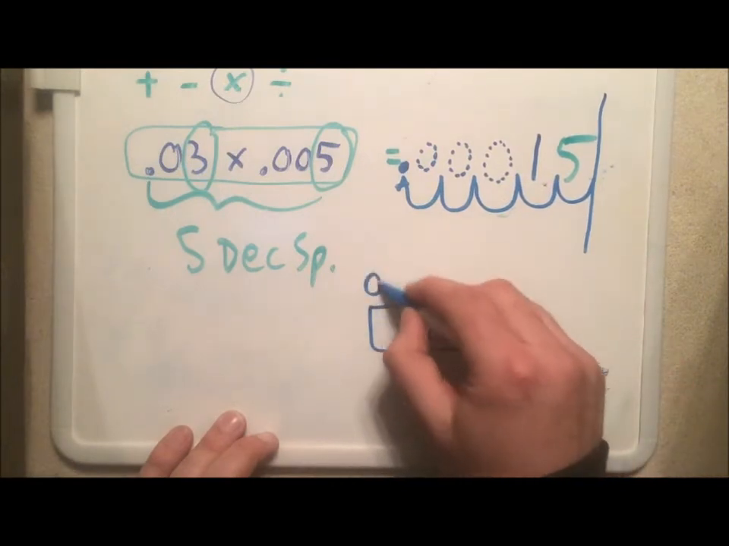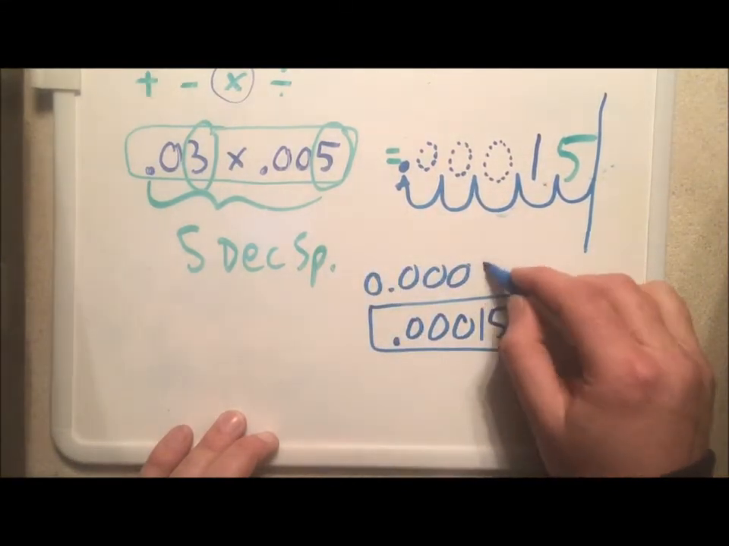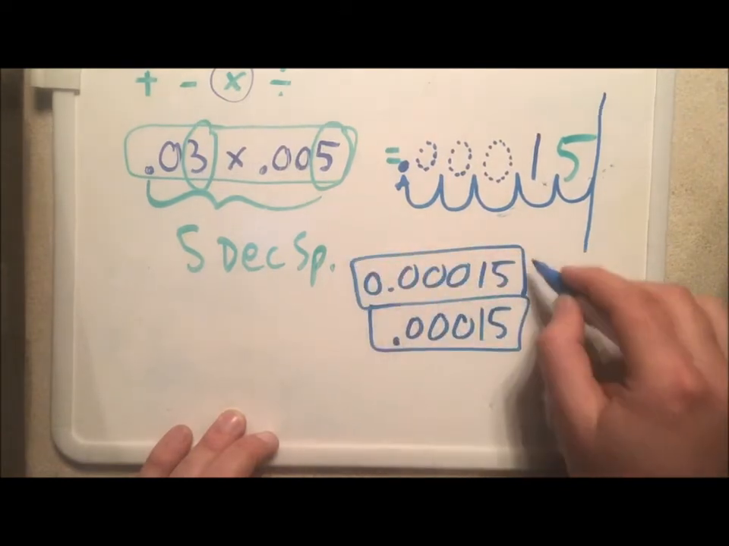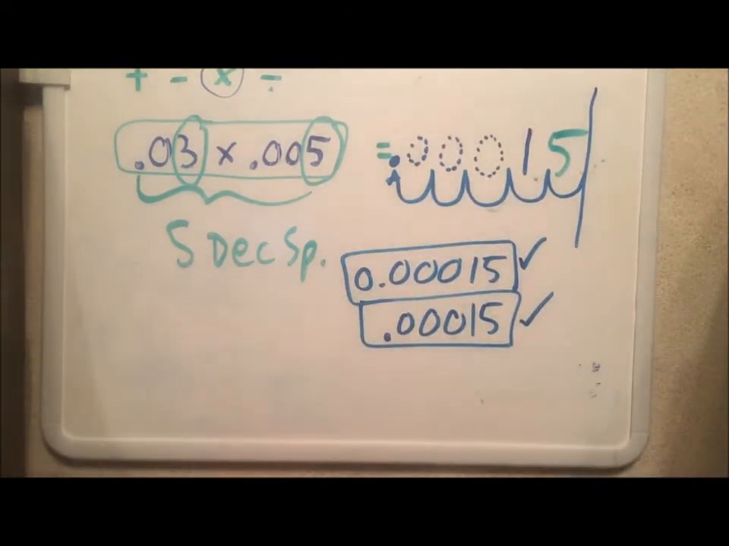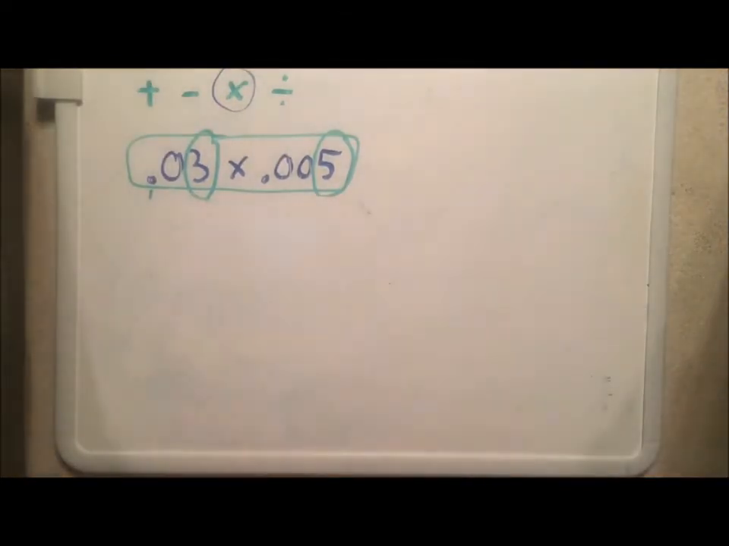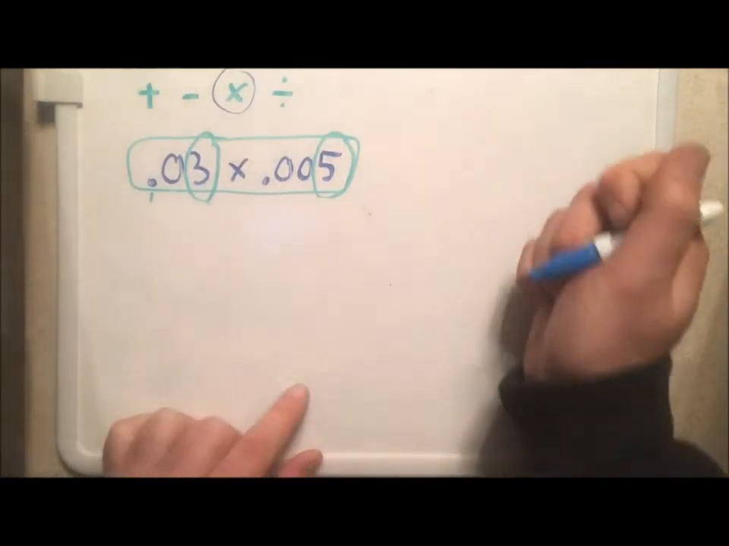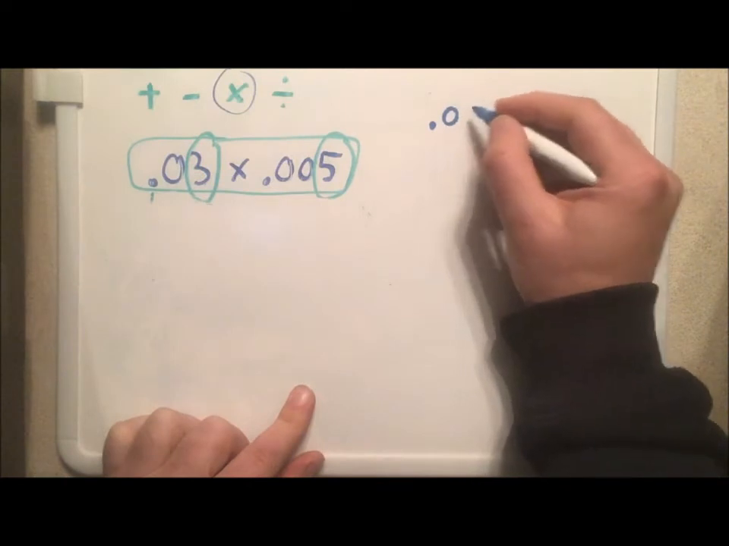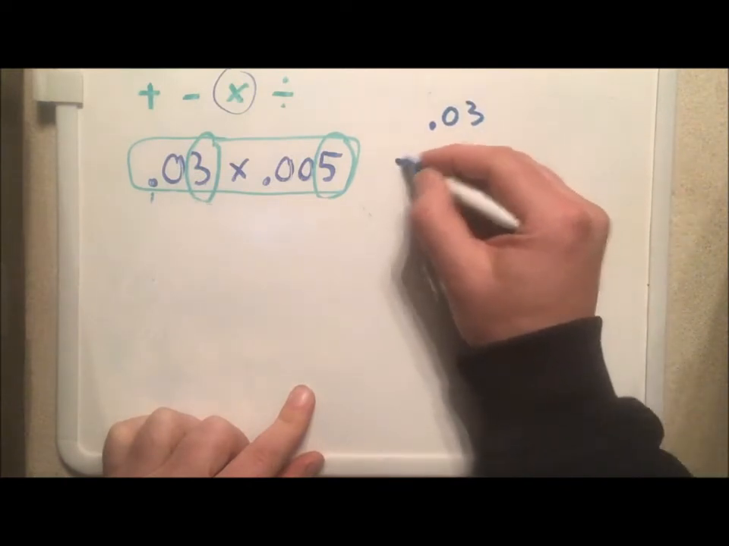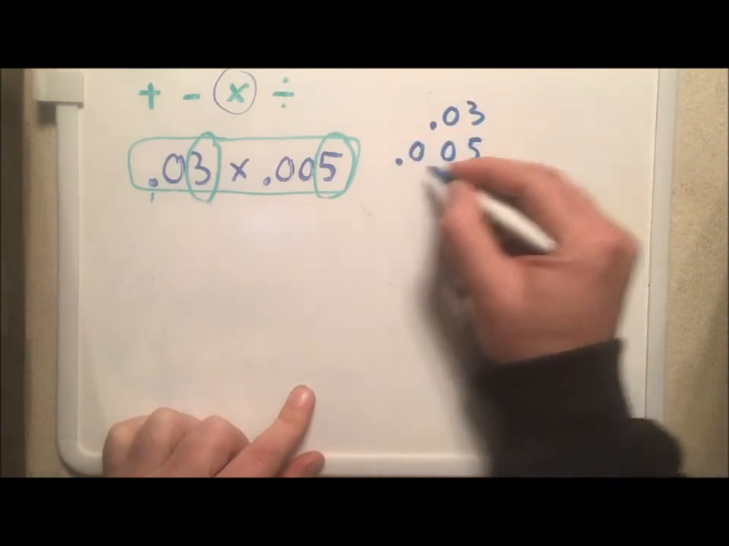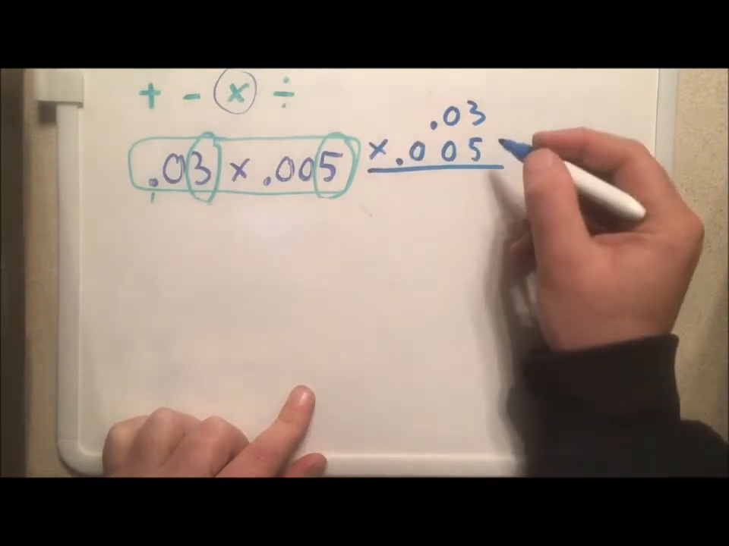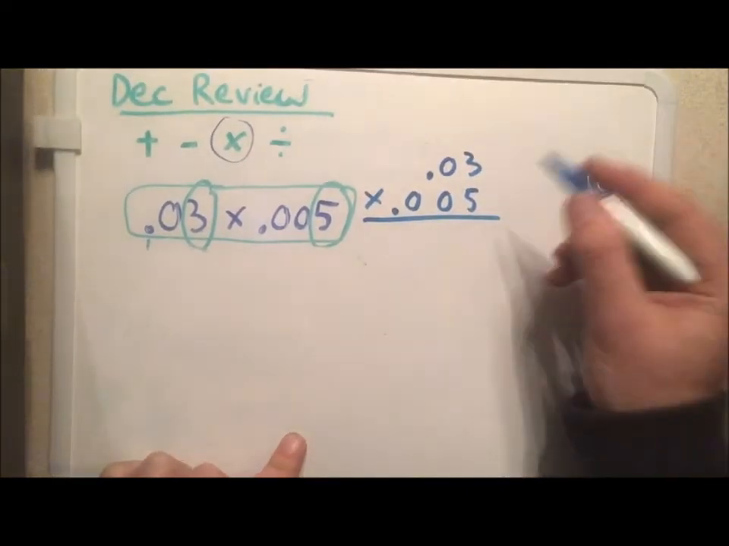Also known as 0.00015. Both of these would satisfy the math gods, and you will be just fine. Okay, so let's say we took this question again and we wanted to do it the other way. What would it look like? Well, we could say 0.03 and 0.005. Now, if we're used to one system that works all the time, let's keep using that.